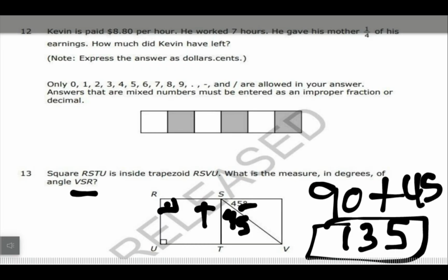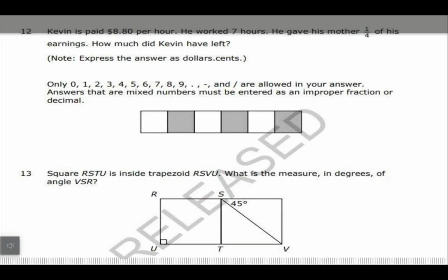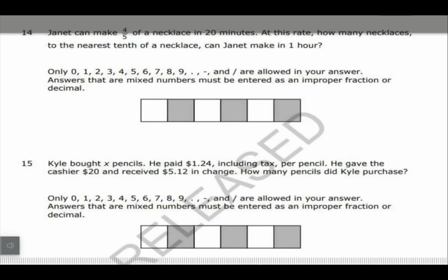All right, next one. Let's do two more. All right. It says Janet made 4/5 of a necklace in 20 minutes. At this rate, how many necklaces to the nearest tenth can Janet make in 1 hour? All right. A lot of times I set up a proportion for this.